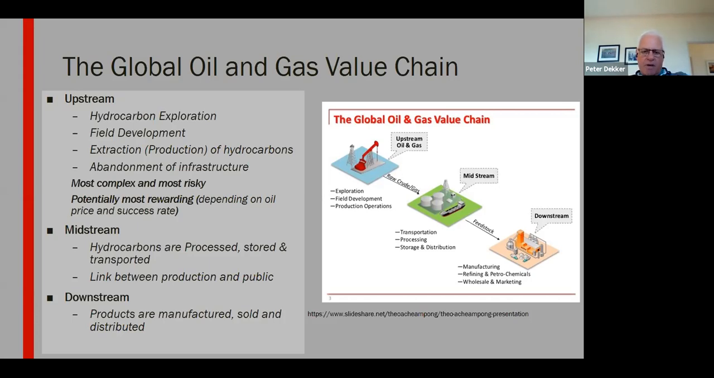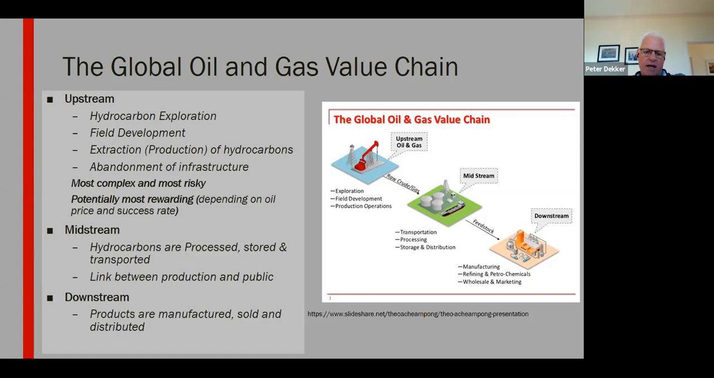Yeah, it's depending on the oil price and on your success rates. The average success rate, and we'll come to that later, in the oil and gas industry for each exploration well drilled is about 20%. So 1 in 5 wells is successful, 4 in 5 wells is not successful.